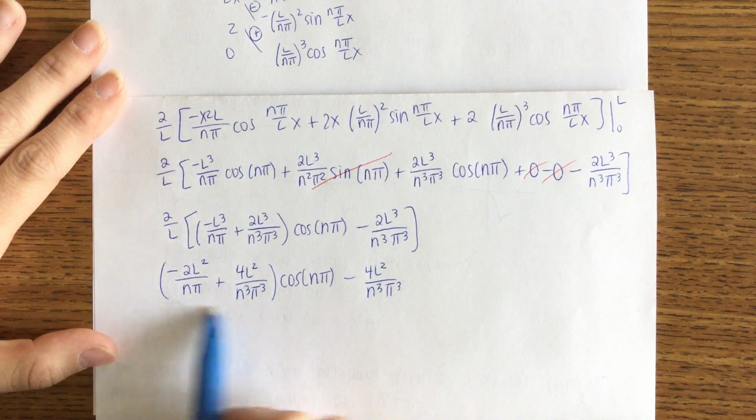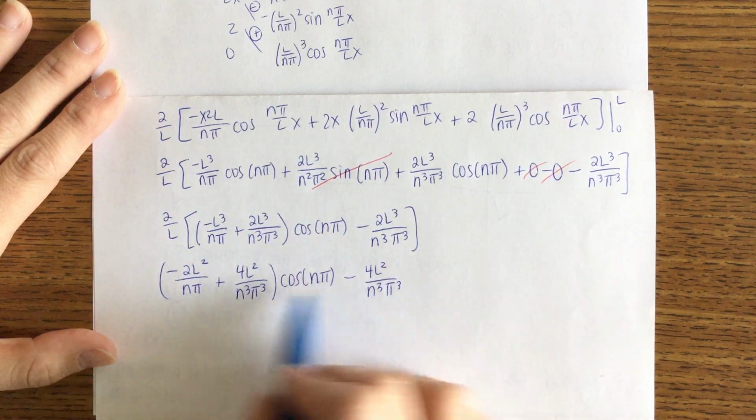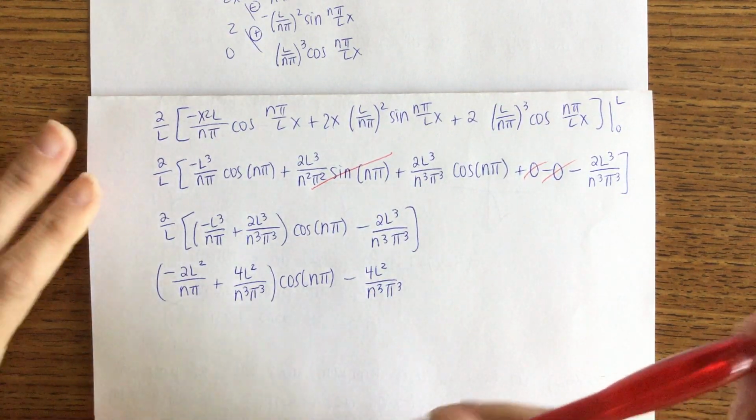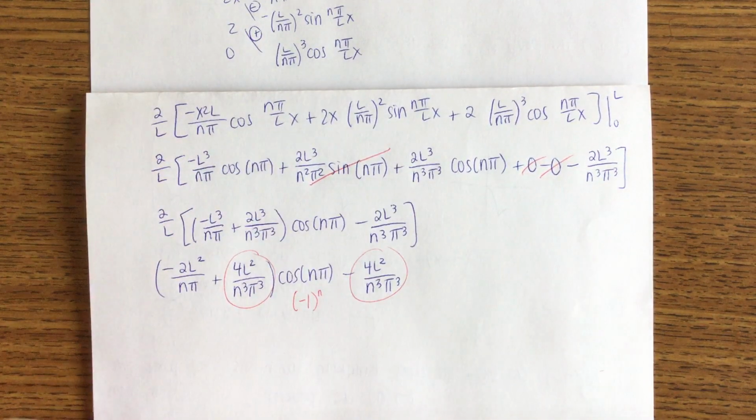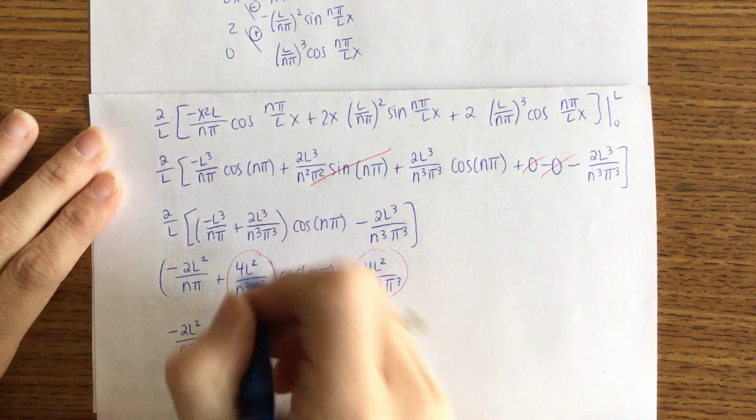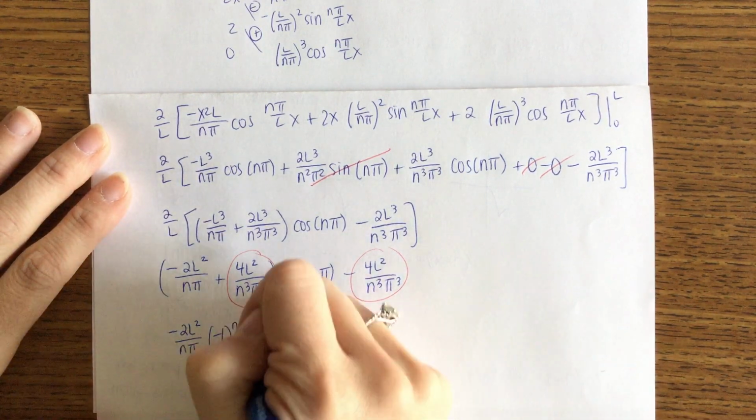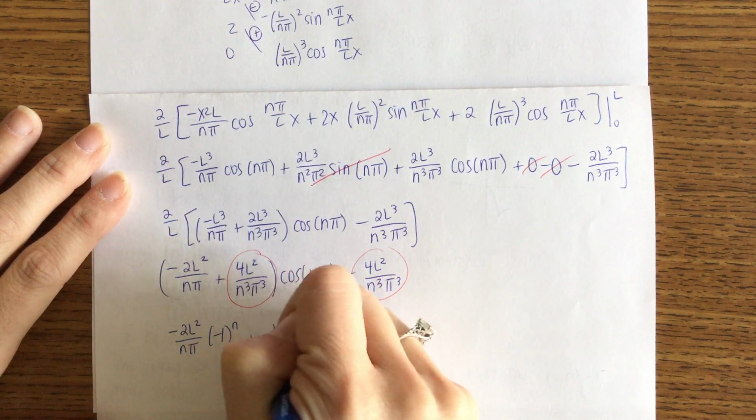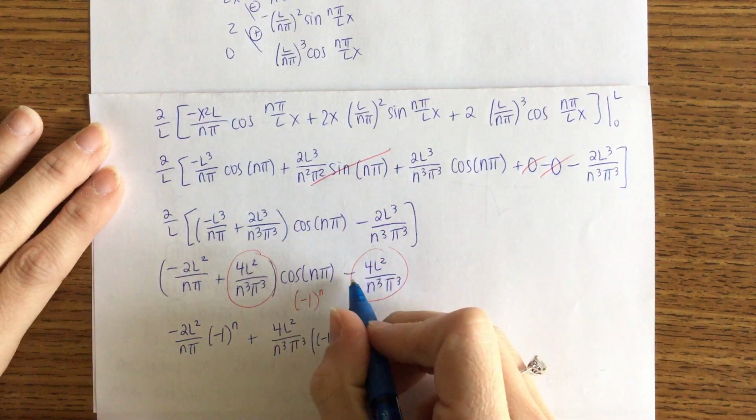A few different options here. You can find a common denominator and combine those since they're both being multiplied by cosine of n pi. Other thing you can do is you can combine these two instead. One thing to remember, cosine of n pi is either negative 1 or 1, so that will be negative 1 to the n. What I'm going to do is I'm going to combine that and that. So I have negative 2L squared over n pi multiplied by that cosine, so that'll be negative 1 to the n. Then I have plus 4L squared over n cubed pi cubed. That's being multiplied by the cosine, which is negative 1 to the n, and then minus 1.